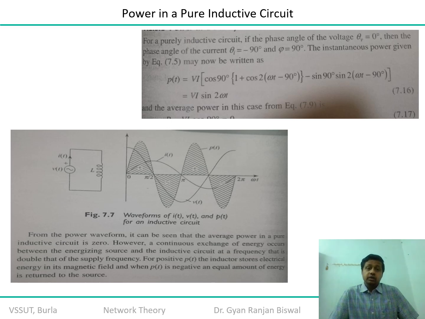But if you look at the average power, what is the average power? Obviously that is zero, because the power drawn by the inductive circuit from the source in the positive half of the cycle is stored in the form of magnetic field. The same amount of energy is discharged by the inductive element back to the source in the next half of the cycle. So the average of the power cycle becomes zero.